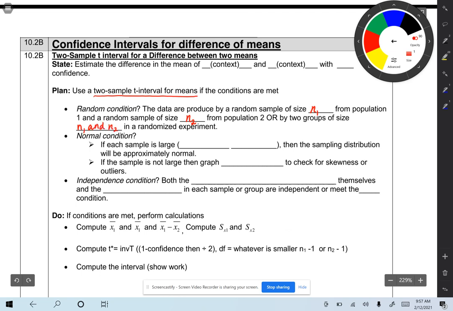Normal condition: if each sample is large enough, so the first one greater than or equal to 30 and the second one greater than or equal to 30, then the sampling distribution will be approximately normal. If the sample is not large enough, then graph both samples to check for skewness or outliers. For the independence condition, both the samples or groups themselves and the observations in each sample or group are independent or meet the 10% condition.